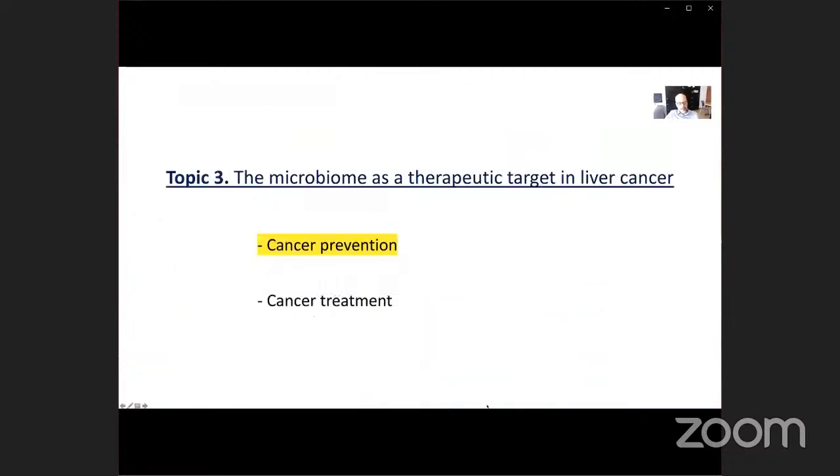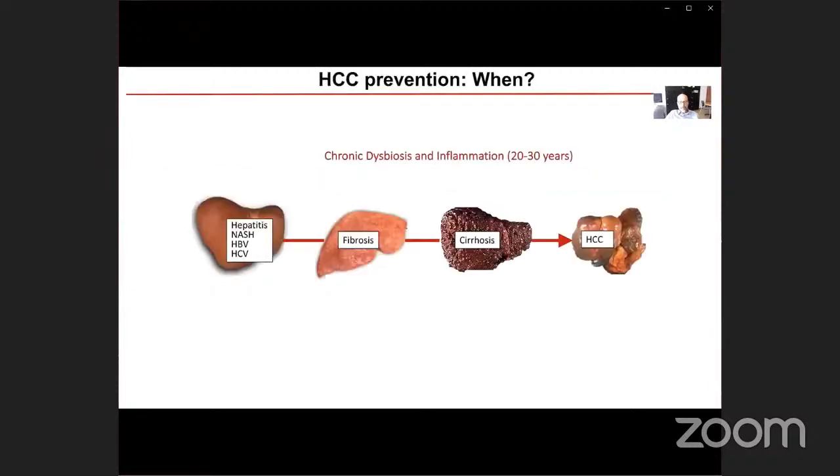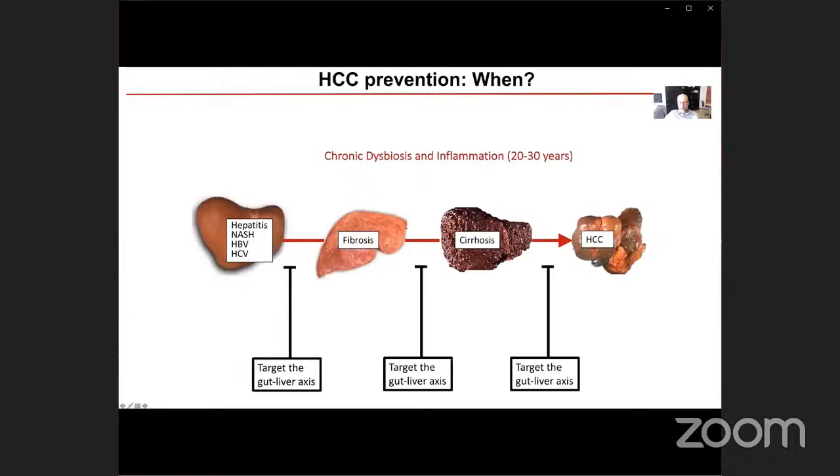In the third part of my talk, I want to focus on the microbiome as a therapeutic target in liver cancer, and first talk about cancer prevention. As mentioned before, there's chronic dysbiosis over a long time in different stages of the disease. And so we could target the gut-liver axis at different stages and time points.